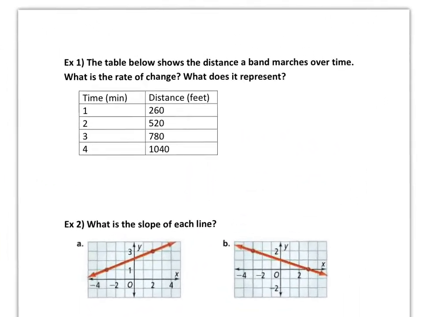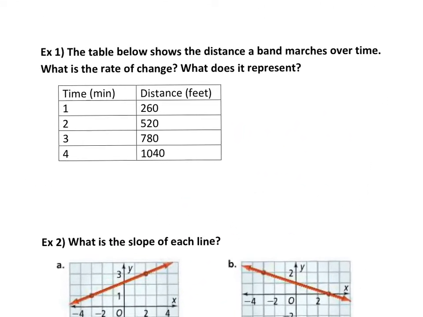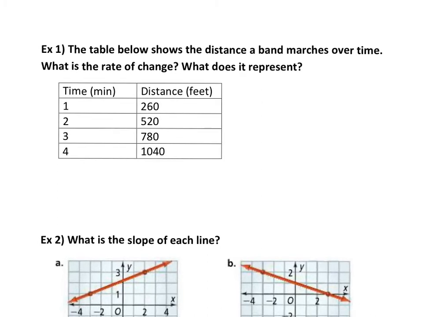And what we're going to look at first is, it says a table shows the distance a band marches over time. What is the rate of change? Now, this is really important here, okay, because rate of change would be telling us it needs to be in a decimal form. And then we'll talk about what does this represent?